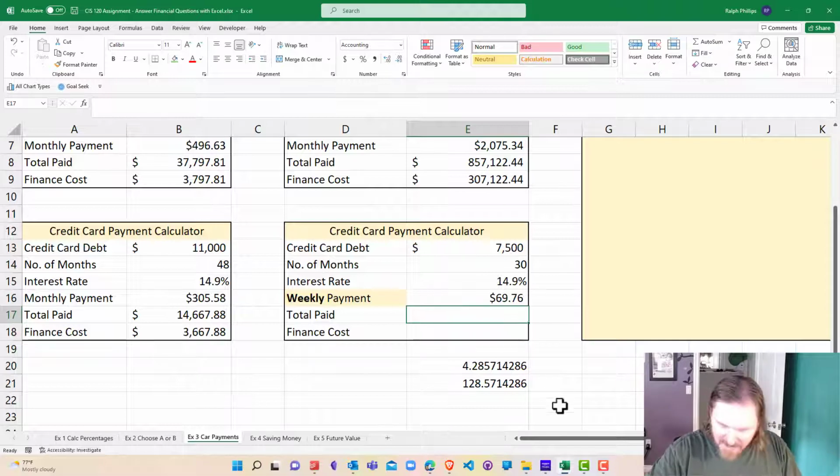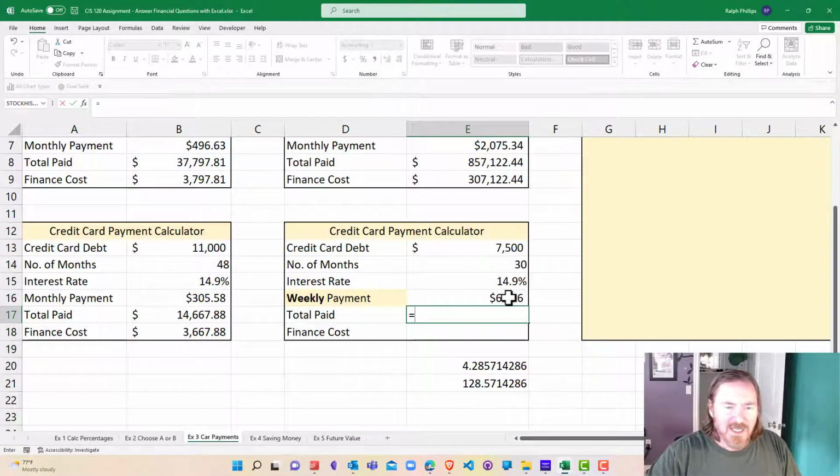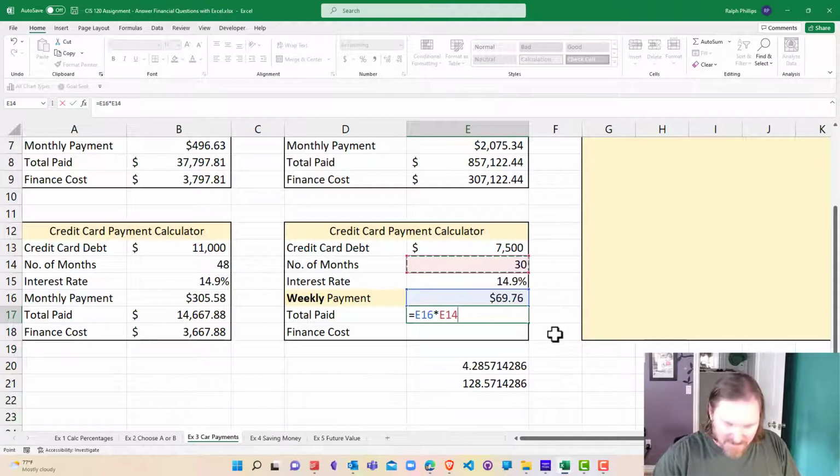The total paid is going to be equal to my weekly amount multiplied by, oh, how many weeks did I pay it? So this is where I can do multiplied by this times 4.29.